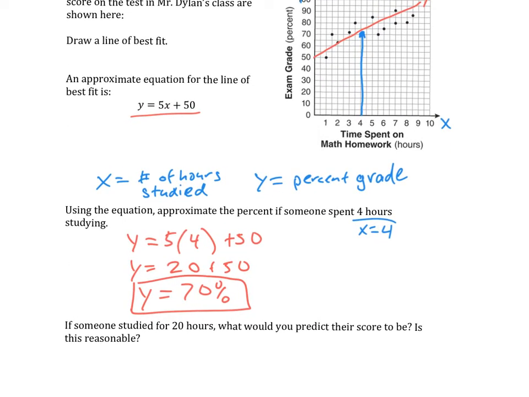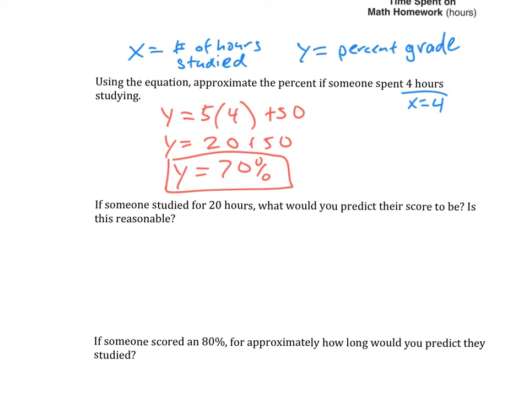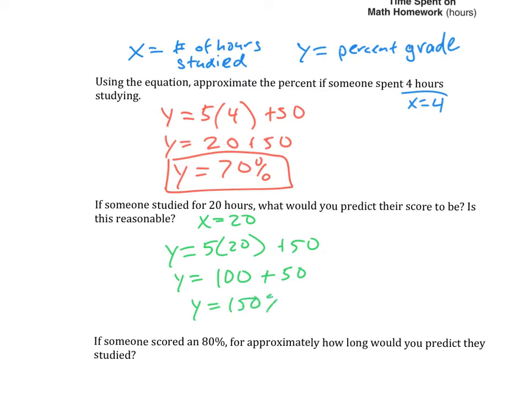All right, now let's see if somebody were to study for 20 hours, what do we think the score would be for their exam? Now this is x equals 20, so y is going to be equal to 5 times 20 plus 50. Y equals 5 times 20 is 100, plus 50. So y equals 150%. According to our equation, if someone were to study for 20 hours, they would score 150%.